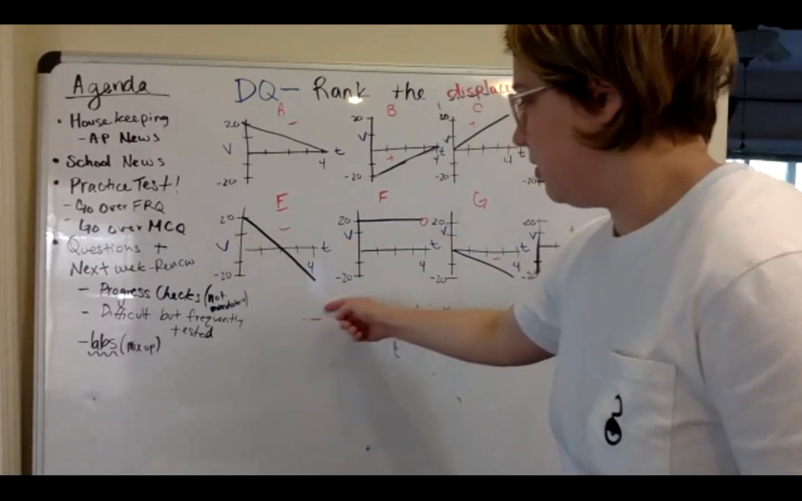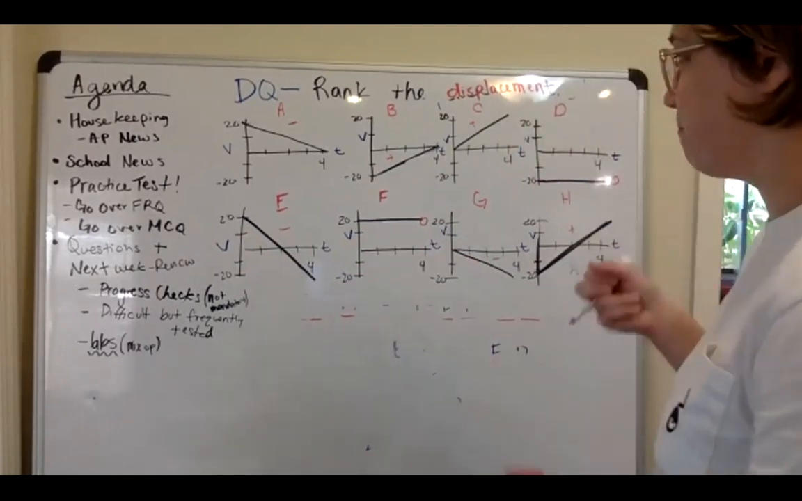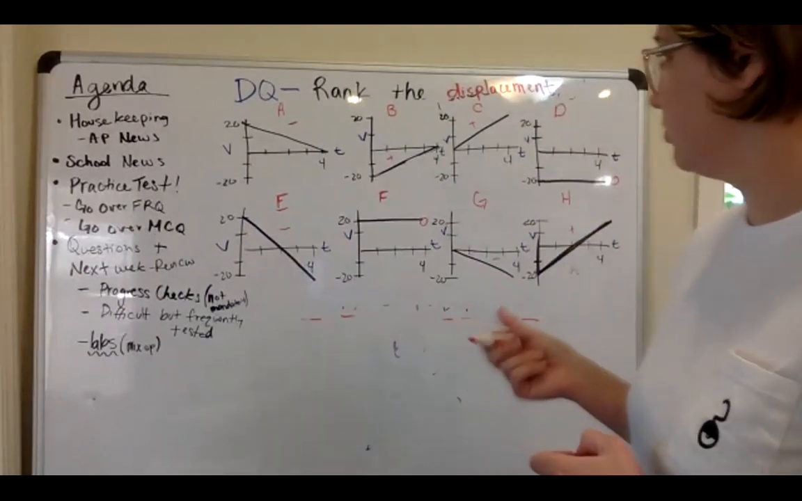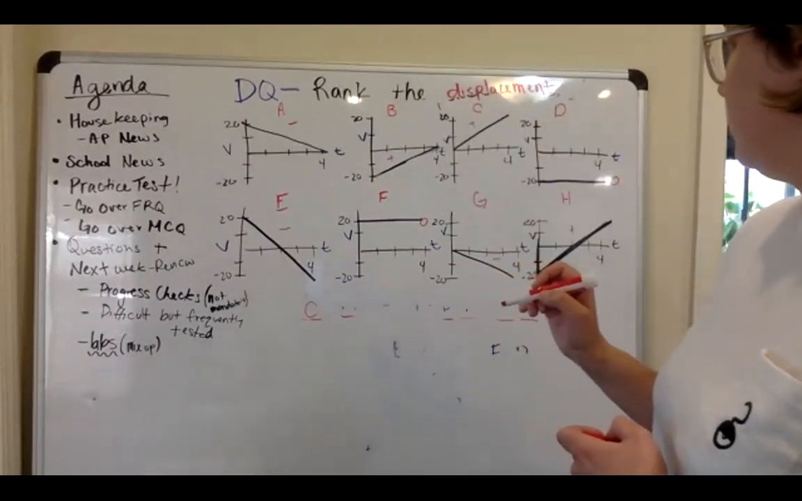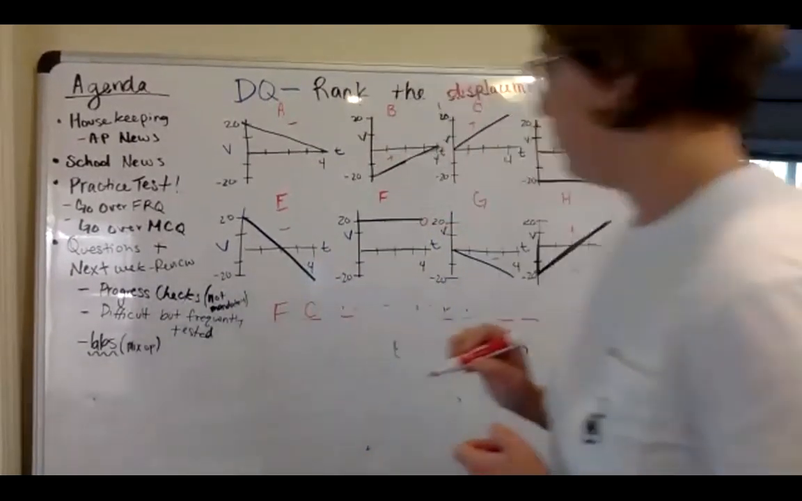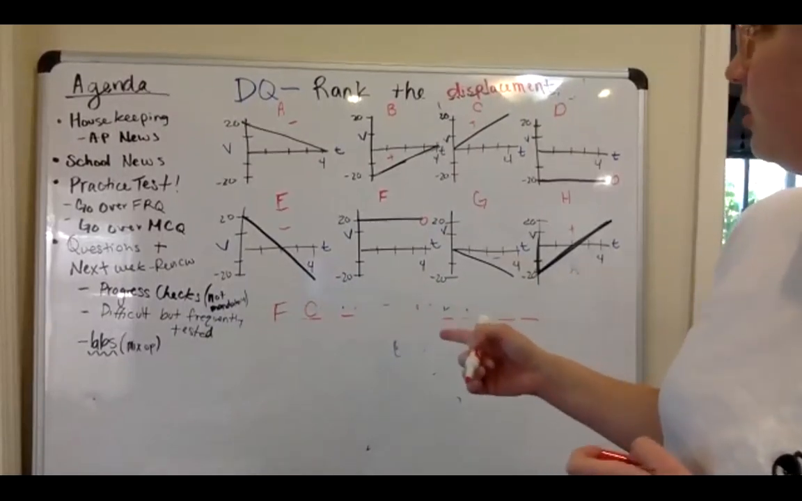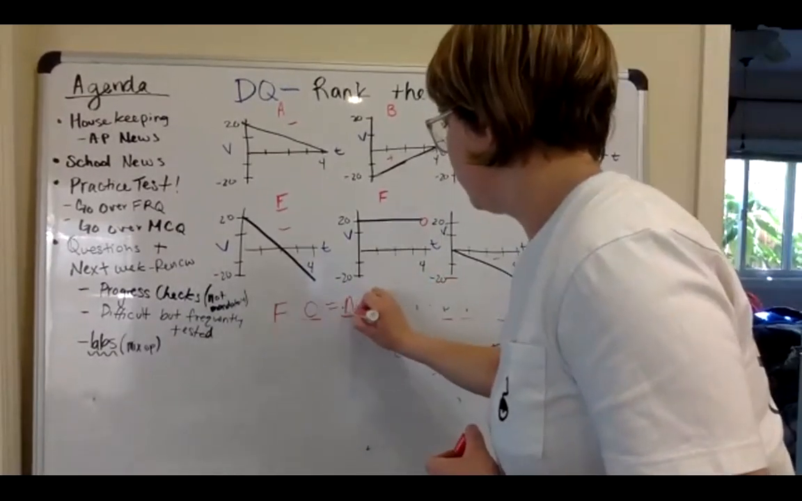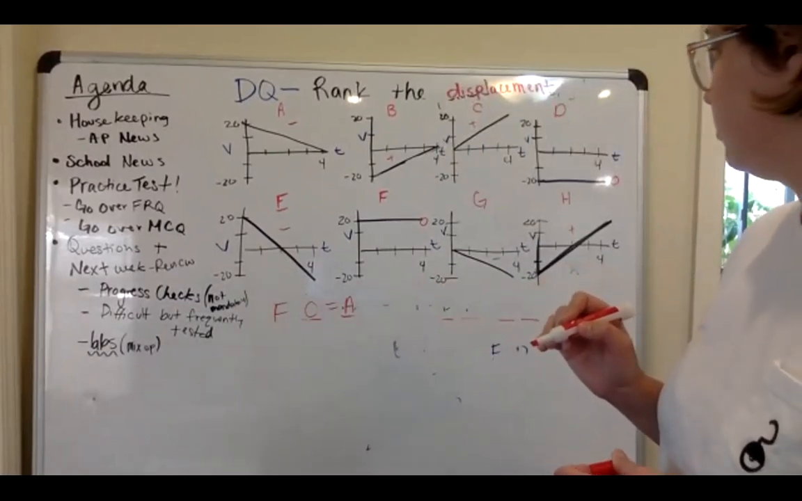Go ahead. Have you guys already ranked them in your heads? What's our order, greatest to least? F is equal to, and greater than C. Okay, F, then C equals A. And B equals G.